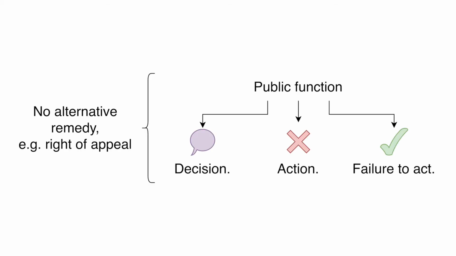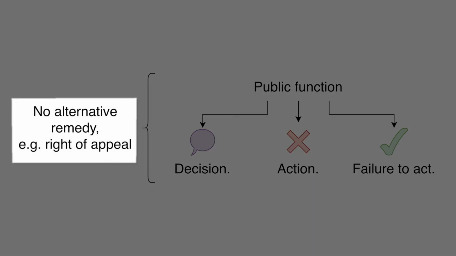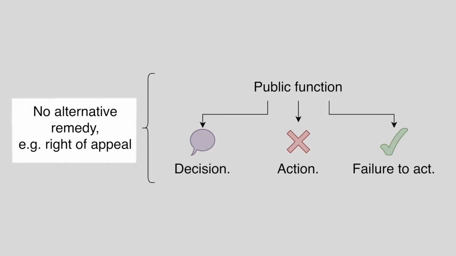Judicial review allows people with a sufficient interest in a decision or action by a public body to ask a judge to review the lawfulness of an enactment or a decision, action or failure to act in relation to the exercise of a public function. Judicial review should only be used where no adequate alternative remedy, such as a right of appeal, is available.